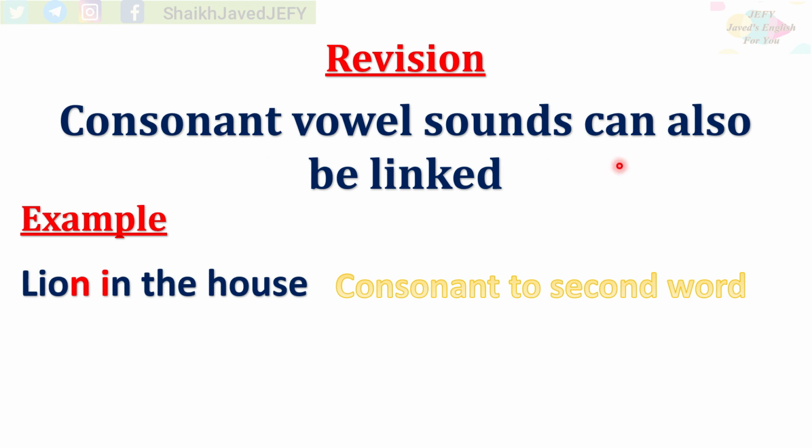And consonant vowel sounds can also be linked. For example, lion and in. This one is a consonant, this one is a vowel. So lion in, it's incorrect. Lion in the house, that would be correct. To link a consonant with a vowel, you can just say lie and nin. Skip this letter and count it here. Just imagine it's lio, lie, and nin, nin. Shift the consonant to the second word, lion in, like that.